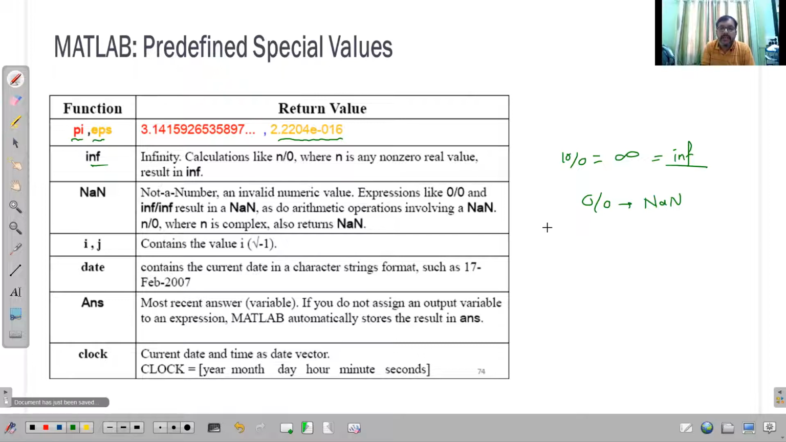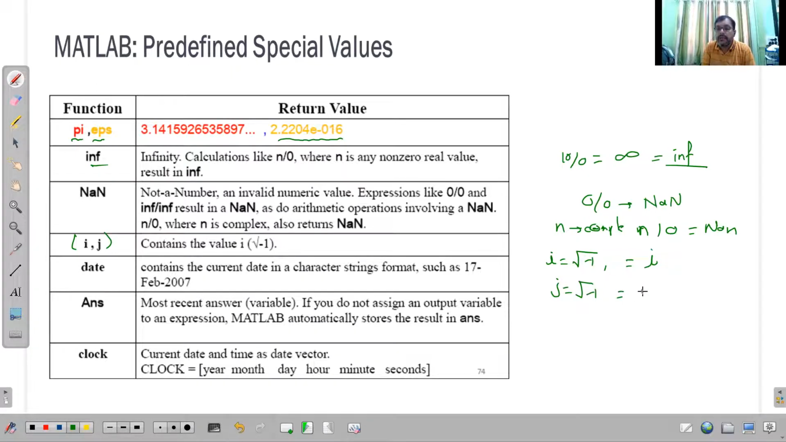Suppose n is complex in nature, and if you divide n by 0, then also it will display the value NaN. I and j, these two variables are used to assign the value square root of minus 1. That value is equal to i, or similarly j is also equal to square root of minus 1. It will appear like this. So in MATLAB, i and j are specially used for the assignment of complex numbers.